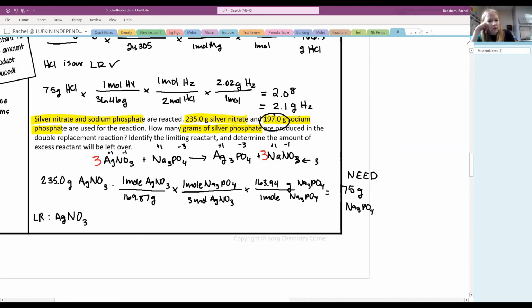So now I can actually answer the question. It says how many grams of silver phosphate are produced. So remember, if you're trying to find the product, you're going to use the limiting reactant one to get you there. So my limiting reactant is silver nitrate. So I look at what I'm starting with, which is 235 grams of silver nitrate. And now I'm going to take that 235 grams of silver nitrate and convert it over to grams of silver phosphate, which is what it's asking for. So now I'm going to pause it, or maybe you guys already have done that, but take a second and convert the silver nitrate over to grams of silver phosphate. Go ahead and pause the video.